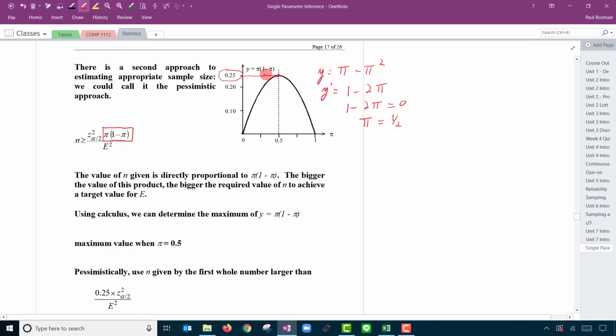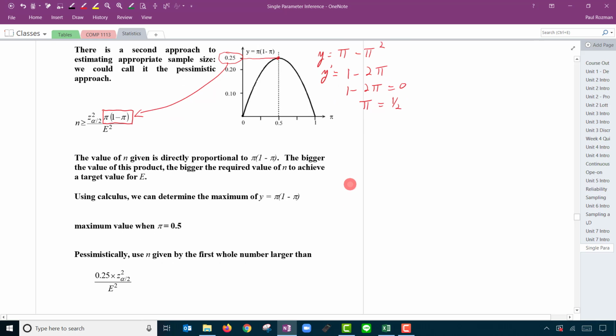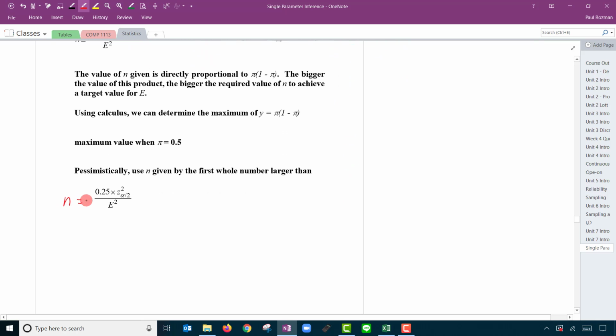So we end up with that bound of 0.25, and then we can just replace that into the formula. So our formula gets really simple here. It's just hard-coded. It's always just 0.25 times Z alpha over 2 squared over E squared.